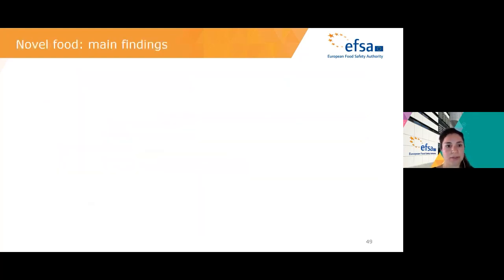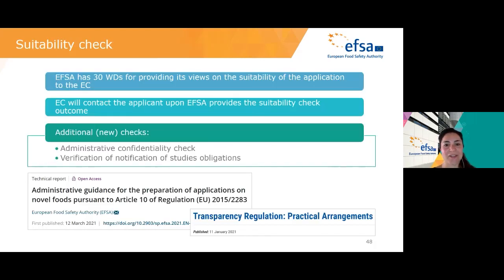The second check corresponds to the verification of the notification of studies obligation, to ensure that all the studies that were commissioned or carried out after the 27th of March of 2021 have been duly notified to the EFSA database before their starting date. To learn more information and to have practical inputs, you can consult the administrative guidance for the preparation of applications on novel foods and the EFSA practical arrangements that are all available on the EFSA website. Next slide.